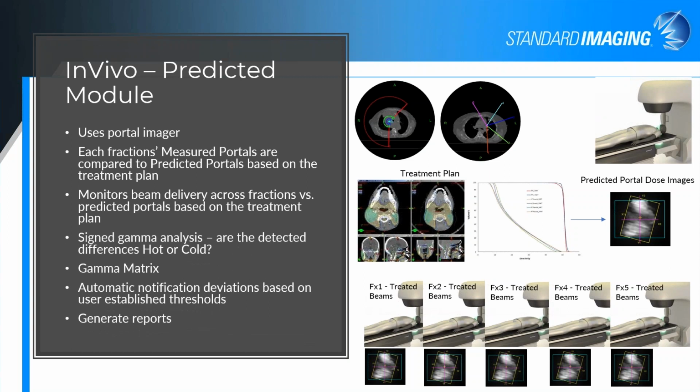And again, just like the relative mode, you're going to get the hot and cold signed gamma, the gamma matrix, automatic notifications, and the generation of reports. And both of these modules, if you have the predicted module commissioned, you'll get both results, predicted and relative, so that you can actually compare the results between the two. And a lot of times you're going to see that they track pretty consistently.